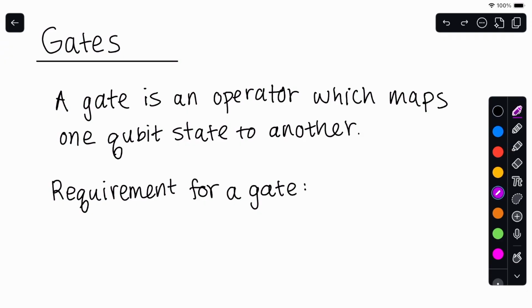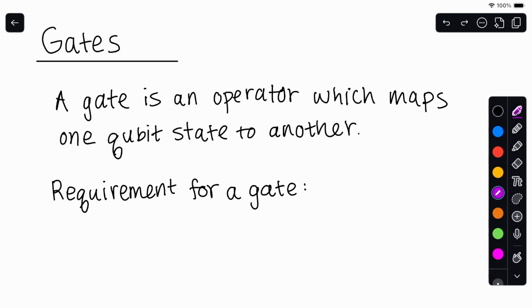So now we understand a bit about how to represent our qubit states mathematically and how to visualize them on the Bloch sphere. Now we need to talk about how we manipulate our quantum states. In order to do complex quantum algorithms, we need to be able to manipulate our qubits in order to do something useful. And we do that with gates. A gate is just an operator which maps one qubit state to another.